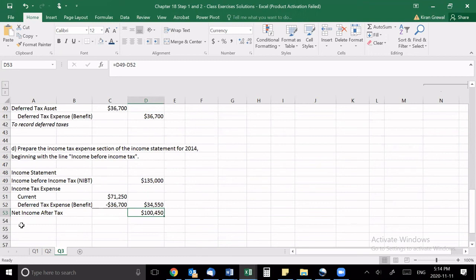So I hope this example and the examples before this made sense on chapter 18, step 2, deferred income tax expense, and the deferred tax asset and liability. The next video will finish off chapter 18. We're going to do step number 3, which is accounting for tax losses. Thank you for listening. Take care.